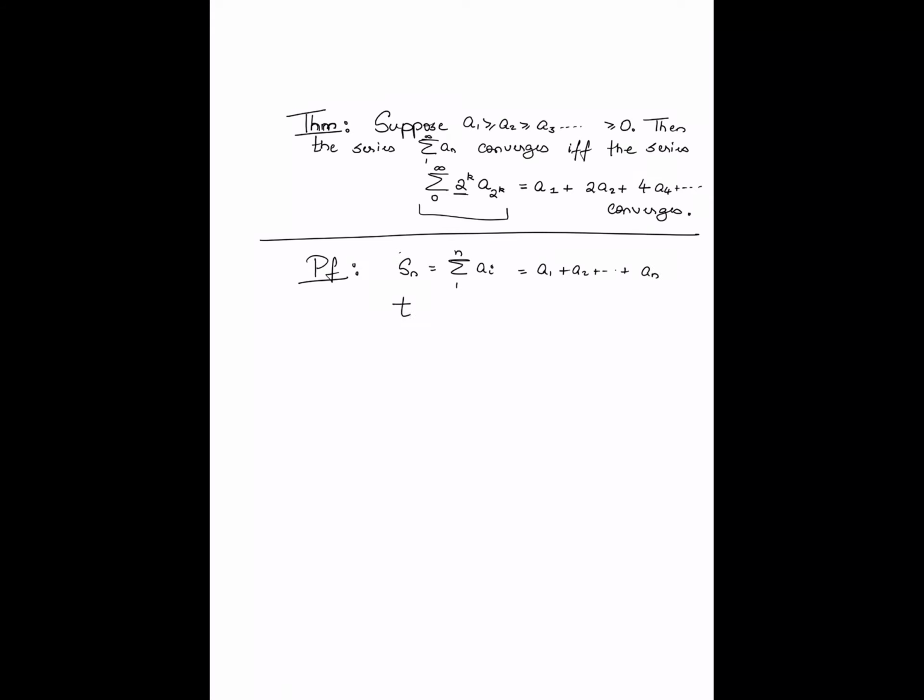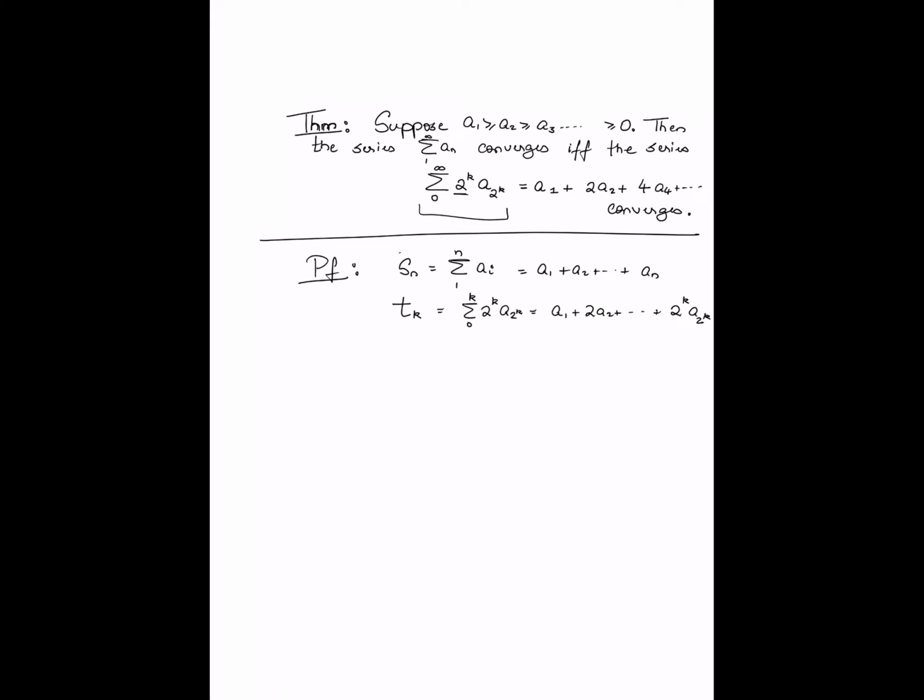And for the running sums of the other series, I'm going to call it Tk. Tk is the summation from 0 to k of 2 raised to k a 2 raised to k, which is going to be equal to a1 plus 2 times a2 plus 4 times a4 all the way up to 2 raised to k a 2 raised to k. All right, so these are the two running sums.